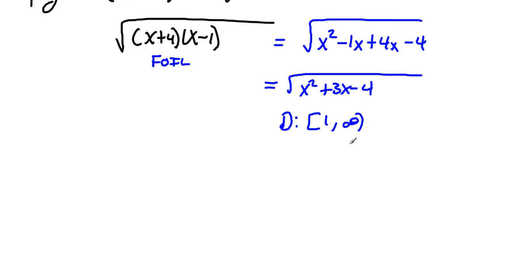Did I do something wrong? Oh, because when you do the L part, you got 4 times -1. Go ahead.